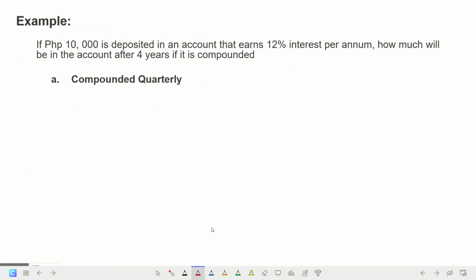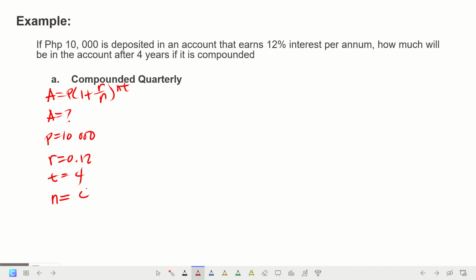So, letter C, compounded quarterly. Again, let's write our formula. A is equal to P times 1 plus R divided by N raised to N times T. We don't know A. We know P is equal to 10,000. R is equal to 0.12. T is equal to 4. And N is equal to 4, because this is compounded quarterly.